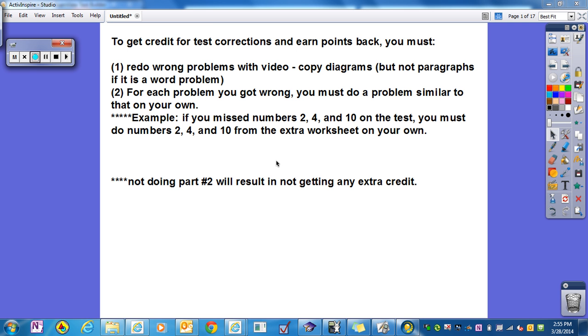For all of the ones that you got wrong, you must do the test corrections, and then you must also do the number that corresponds to that on the extra worksheet. So for example, if on the test you missed numbers 2, 4, and 10, on the attached worksheet you must complete number 2, number 4, and number 10 on your own. Not doing the second part here will result in you not getting any extra credit whatsoever. So you cannot just do the test corrections, you must do the test corrections and then turn in the extra problems completed in order to get any credit.